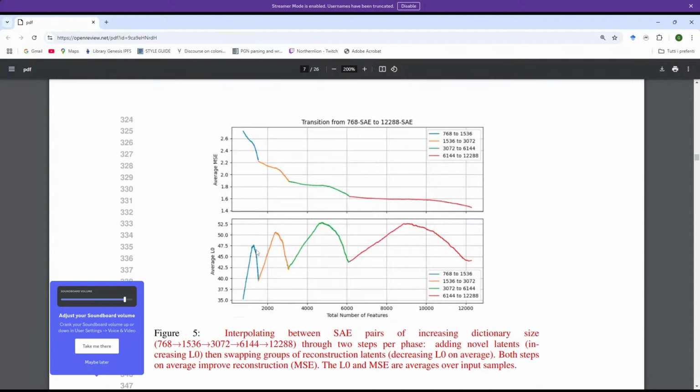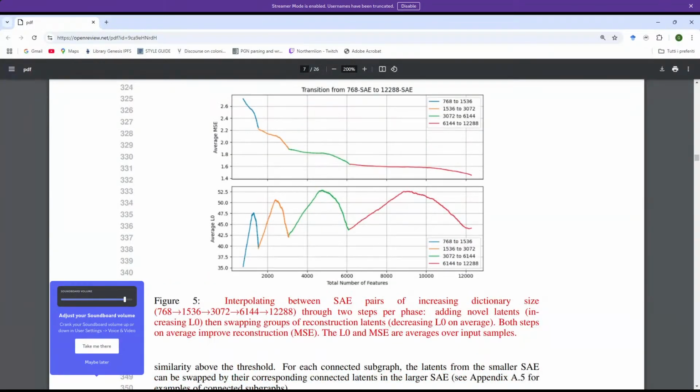And this phase here is where the L0 is going up. Then they start swapping some of the reconstruction latents, which again decreases the L0. And they do this, let's say, iteratively, until at the end they went from a 768 latent SAE to a 1200 latent SAE.